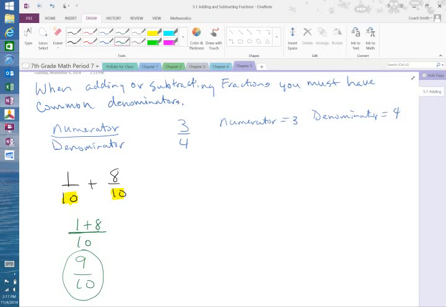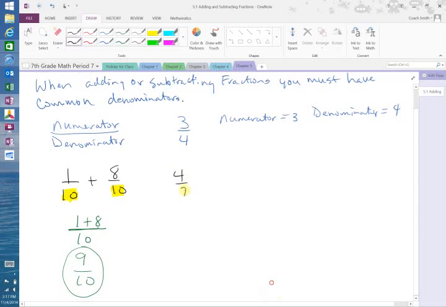All right, so let's look at this one. Let's say we have 4/7 plus 5/7. Are the denominators the same? Yes, and so that makes 4 plus 5 on top, 7 on bottom. 4 plus 5 is 9/7.